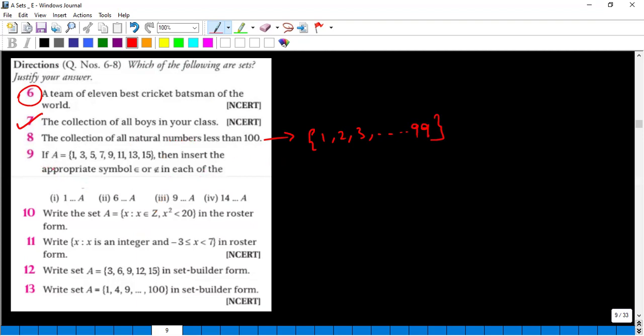Then question number 9. If A is equal to {1, 3, 5, 7, 9, 11, 13, 15}, then insert the appropriate symbol, belongs to or does not belong to, in each of the following. Okay. 1, yes, it belongs to A. 6 does not belong to A. 9 belongs to A. And 14 does not belong to A. Question number 10. Write the set they have given.